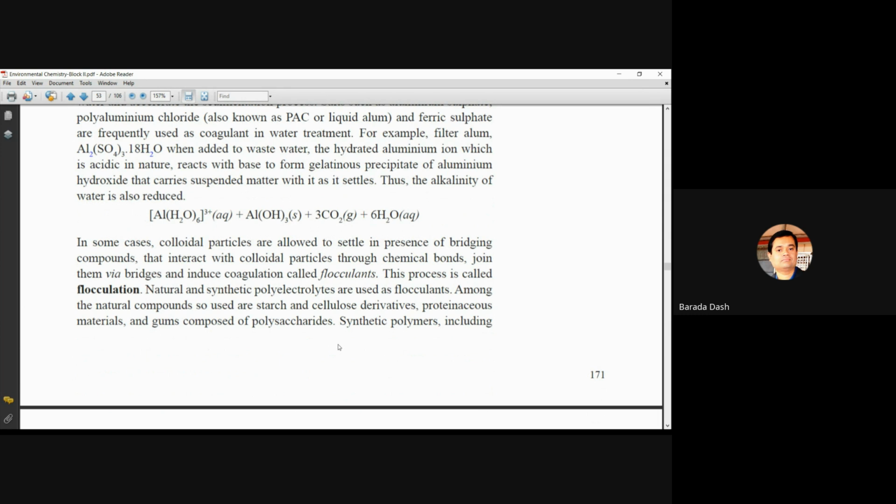In some cases, colloidal particles are allowed to settle in the presence of bridging compounds that interact with colloidal particles through chemical bonds. These join them via bridges and induce coagulation, and are called flocculants. So this process is flocculation. Flocculation is similar to coagulation, basically making bigger particles to settle down. Natural and synthetic polyelectrolytes are used as flocculants.